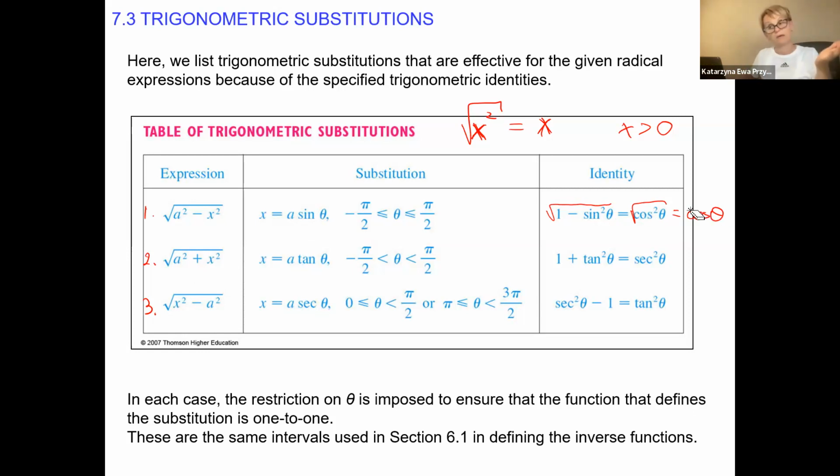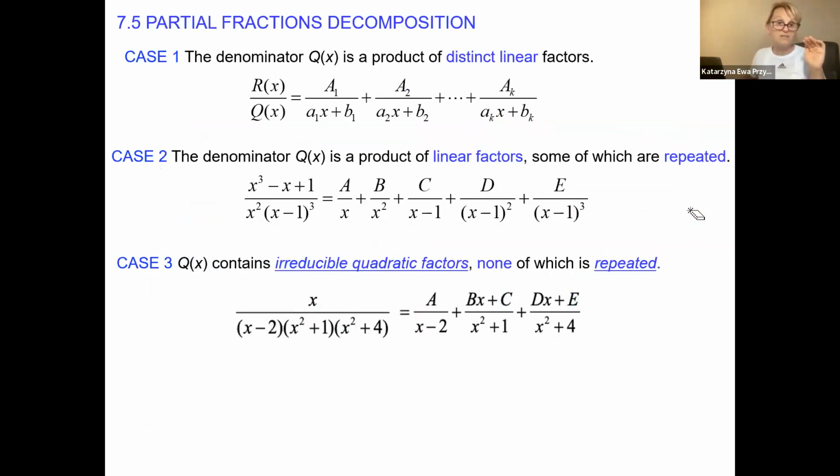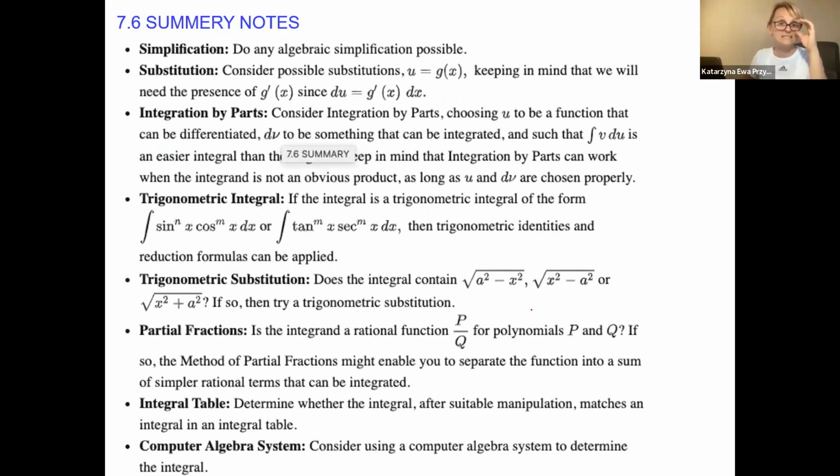Okay, 7.5, integration by partial fraction decomposition, case 1, 2, and 3. We remember all of the denominators: the factors are linear, none of them is repeated. Case 2, all of them are linear factors, but some of them are identical. Case 3, some of them are quadratic, irreducible. And let's make sure that we know how to get the partial fractions. Okay, and this was the summary.